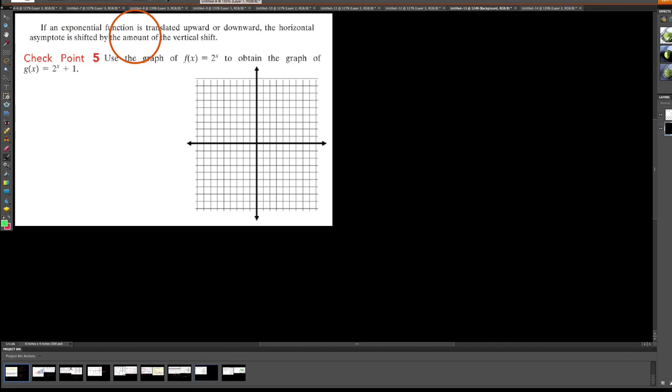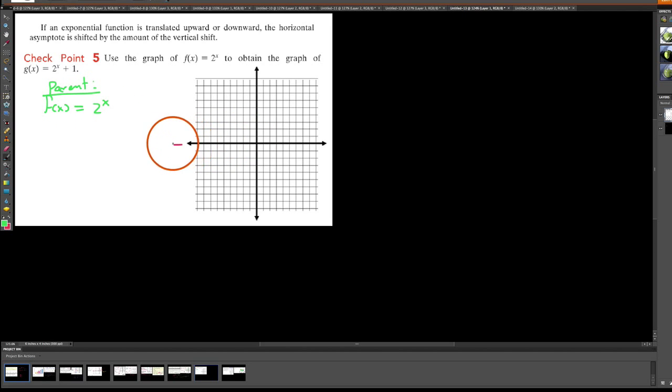We say if an exponential function is translated upward or downward, the horizontal asymptote is shifted by the amount of the vertical shift. So again, if I said let's go graph g of x equals 2 to the x, plus 1, really what I do is I graph the parent first. Remember, the parent means take away the h, the k, the a, and we'll just write what's left. So the parent function here would just be 2 to the x.